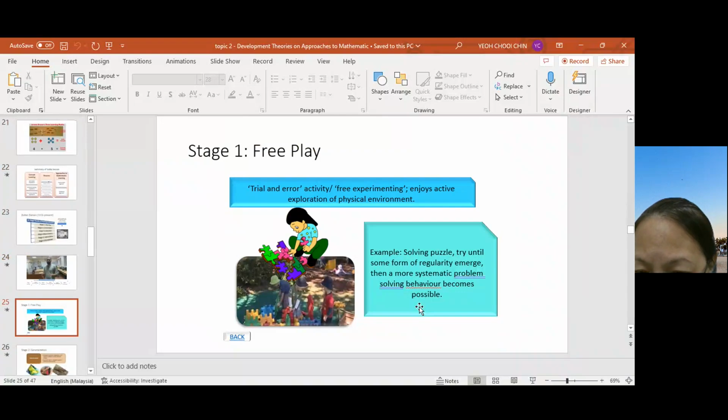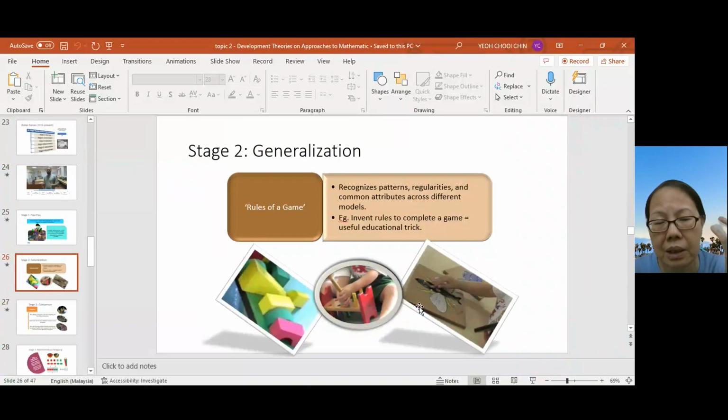Then more systematic problem solving behavior becomes possible. So from there they develop a problem solving behavior. They know how to think better, they know how to articulate better. So what about stage 2, generalization?